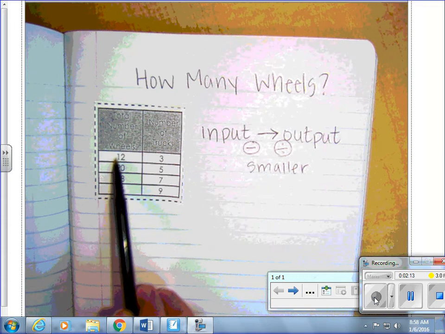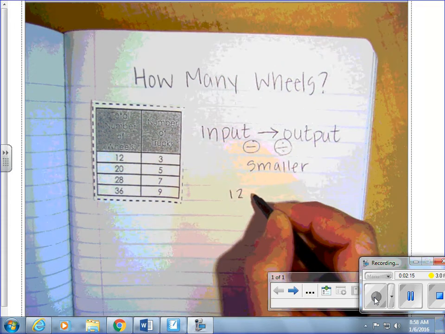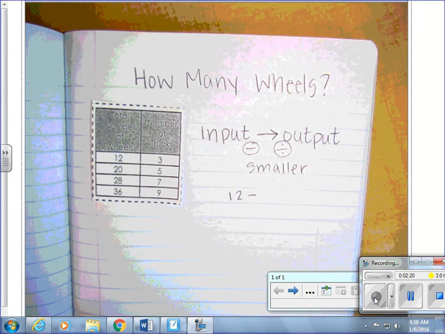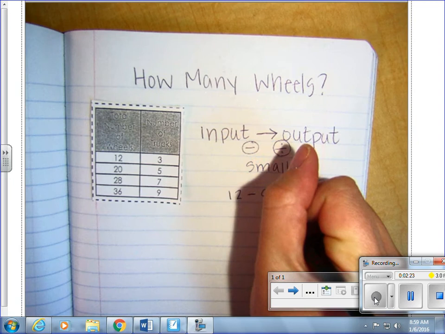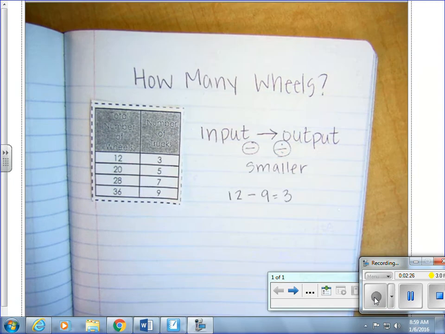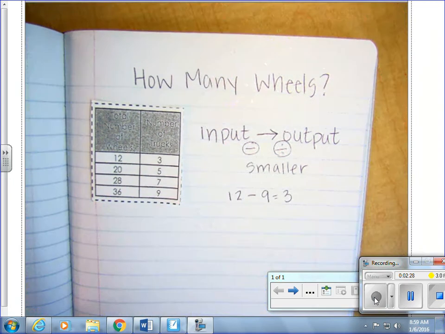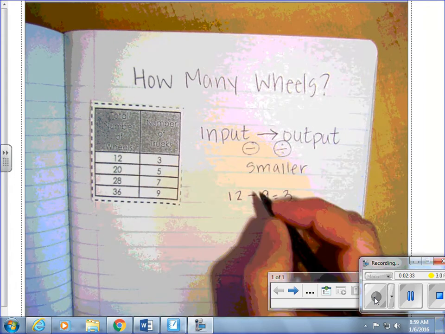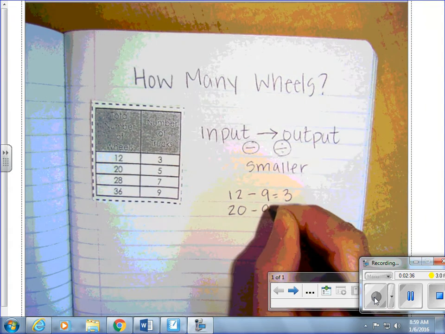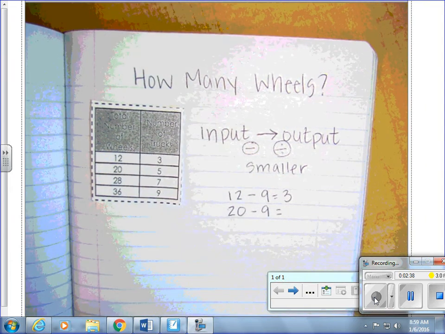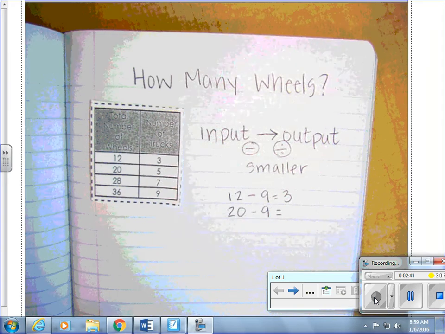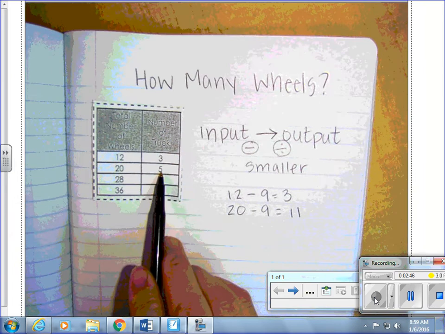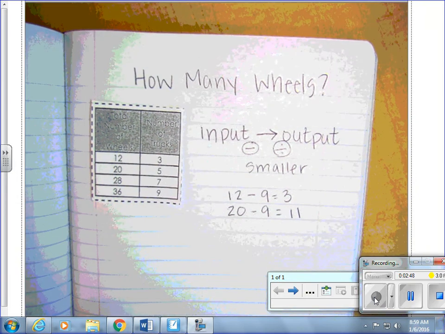What minus 12, or 12 minus what, could give me 3? Who can tell me? 12 minus what could give me 3? Deacon? Okay. So could that be my rule, or is there something I have to do first? I have to check every part. So let's do 20 minus 9. What's 20 minus 9? 11. Did that work? No. So subtraction is not our operation for this problem.